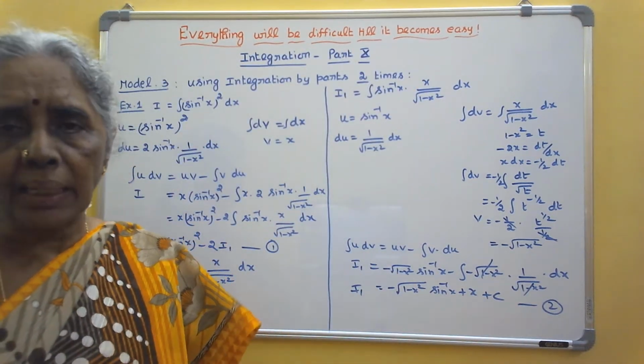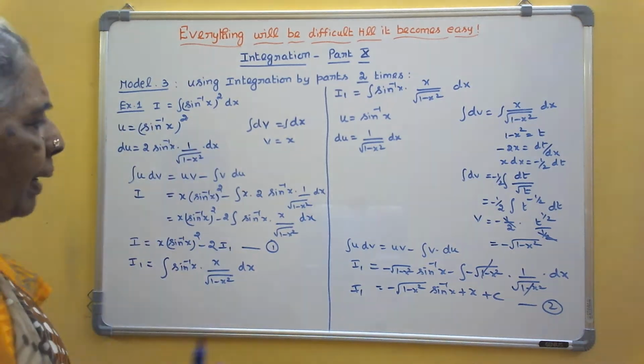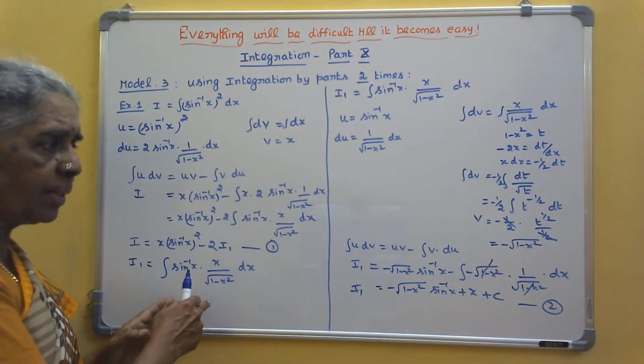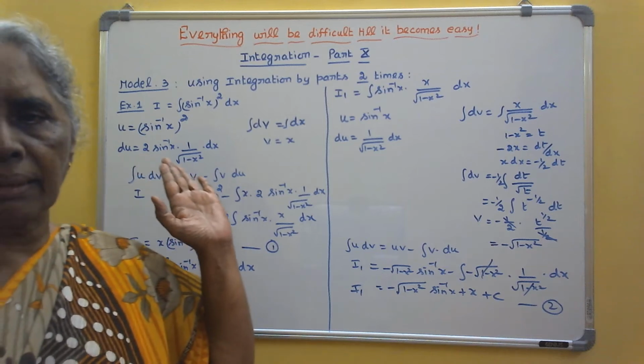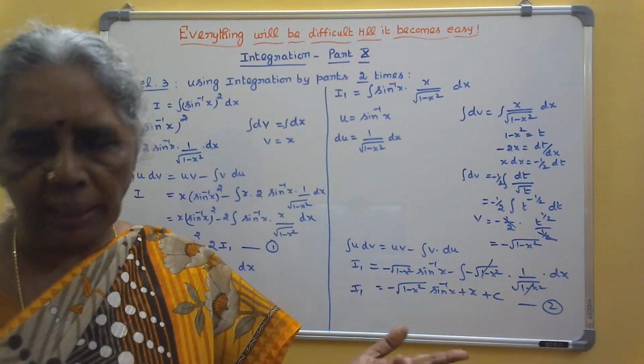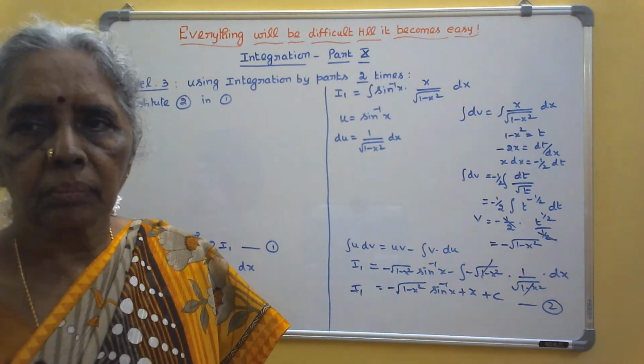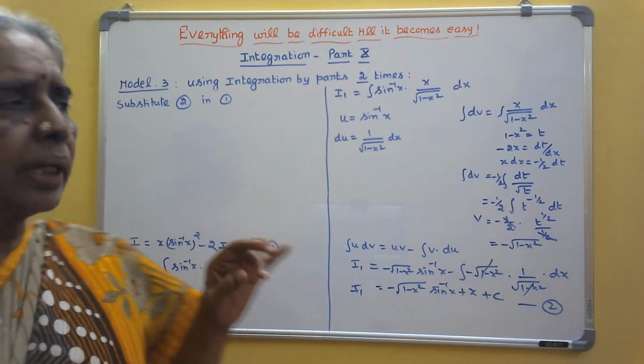Do you follow? Actually we have now done like two sums. First we have used integration by parts. We got this. Then we have taken the I1 and we have got the answer. Now we have to substitute the 2 in 1. Now let us do that and get the final answer. Let us substitute 2 in 1 now.